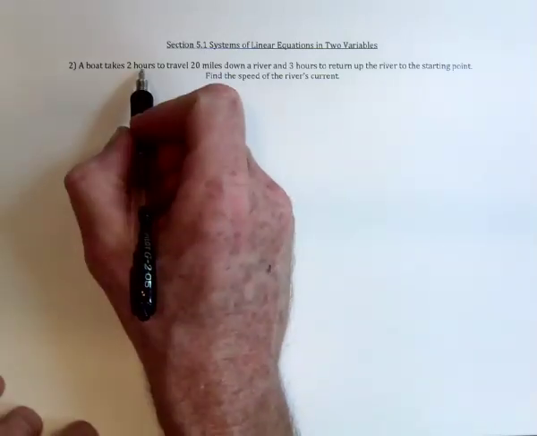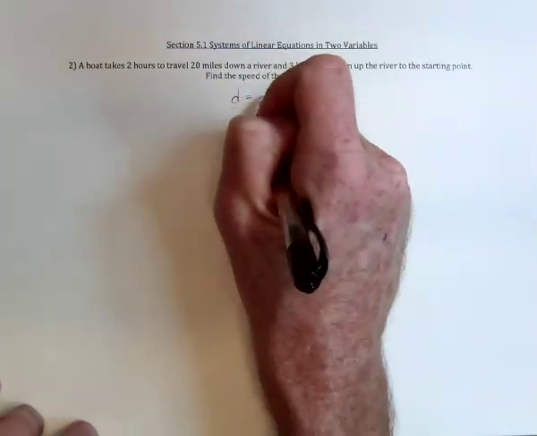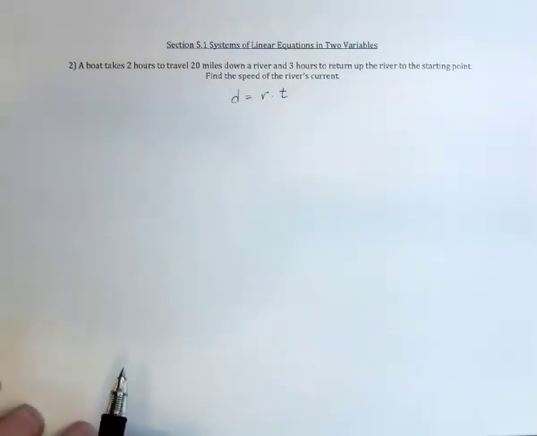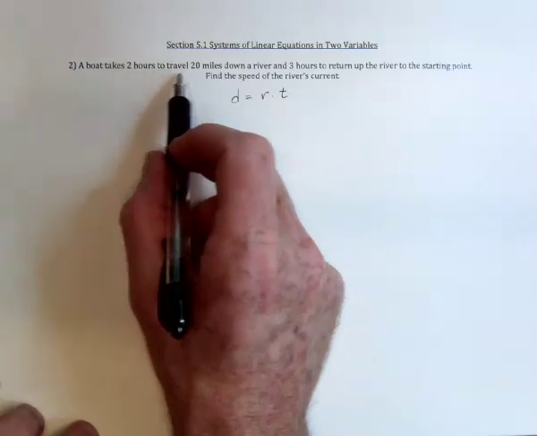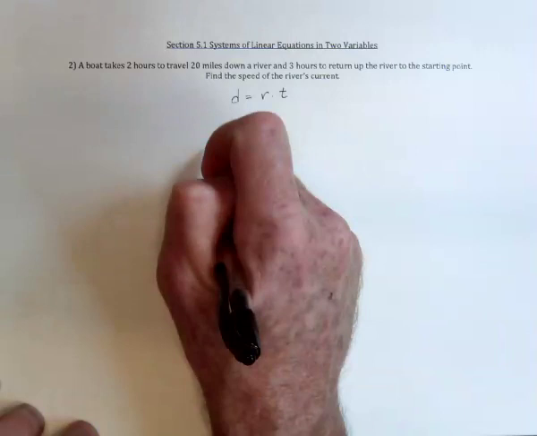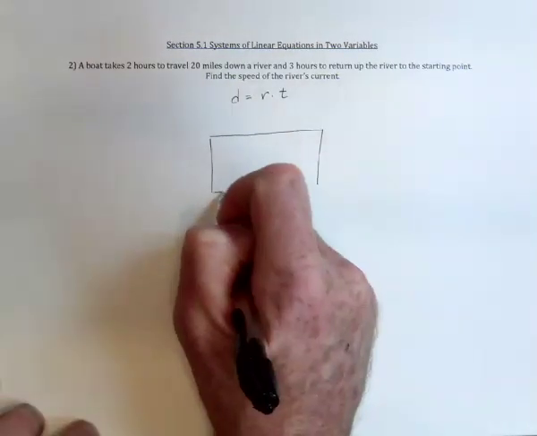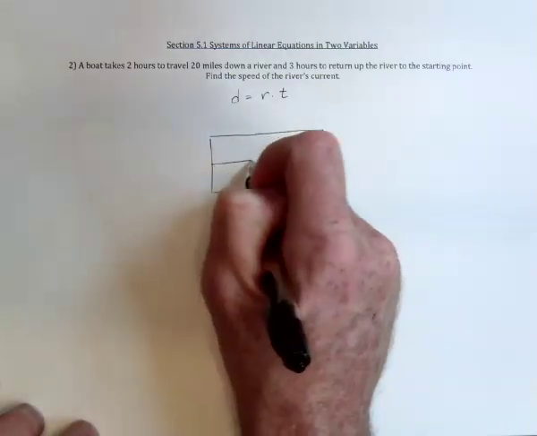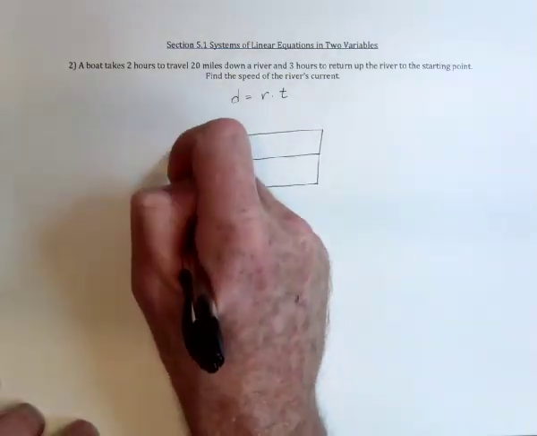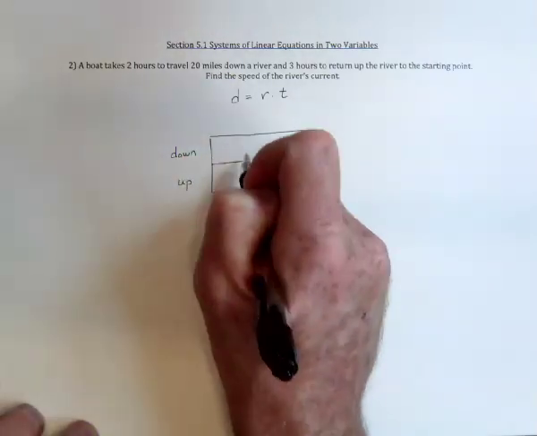We now have an example that involves time, distance, and rate. So in general, we're going to be using the formula distance equals rate times time. The only thing is we have that information for when the boat goes downstream and the return trip up the river. So I like to use a box like this to keep track of all the information. This row right here is going to be for when it goes down the river, and this row right here will be for when it goes up the river.